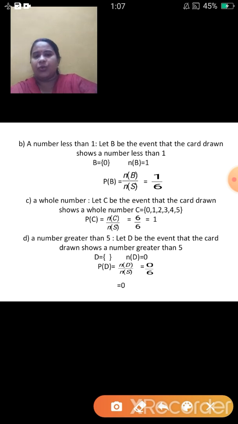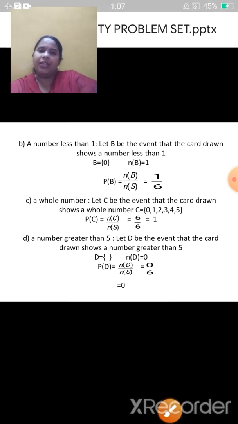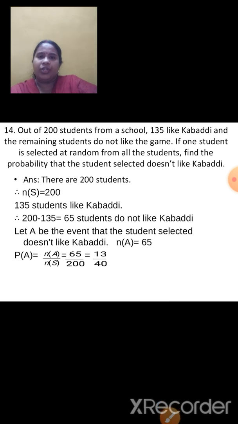I hope you have understood it. Let us move to the next question. The next question is, out of 200 students from a school, 135 students like Kabaddi. The remaining students do not like the game. If one student is selected at random from all the students, find the probability that the student selected doesn't like Kabaddi. Now this type of sums we have done last year in sets. Yes, how that can be related to probability, let us see here. This is the reason why I have selected a few important sums from the problem set.